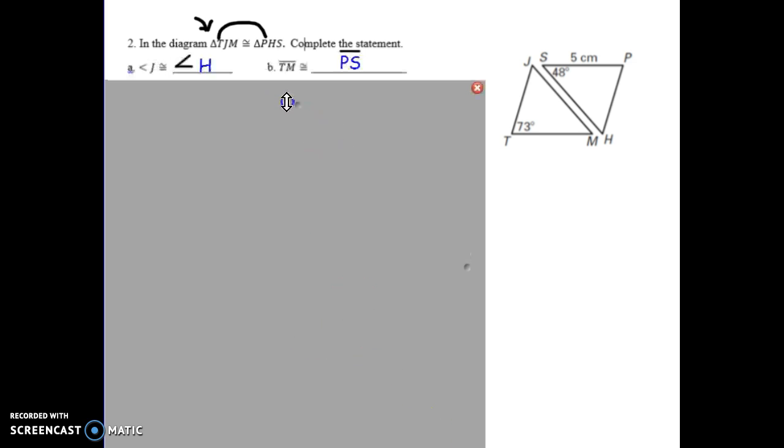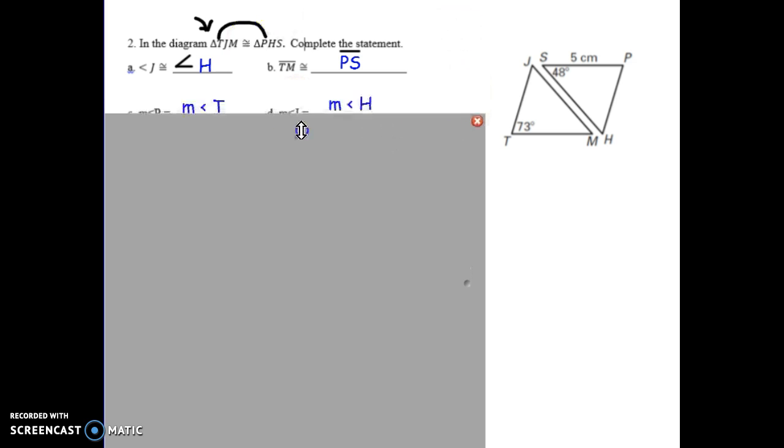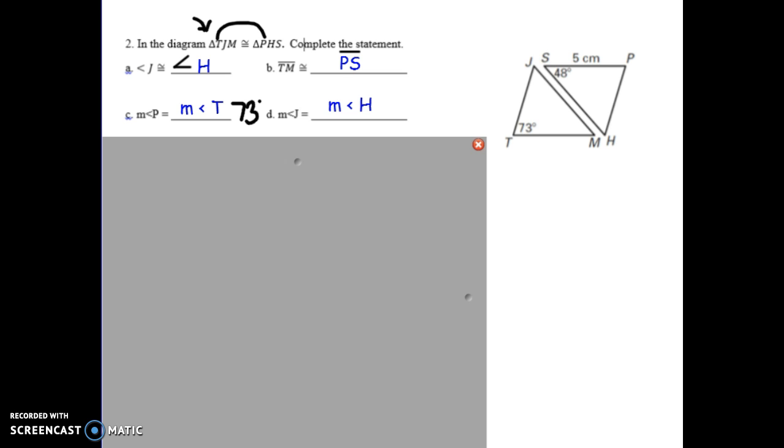So here we go. It says that J is congruent to H because J and H are in the same place. Make sure that if it talks about the angle here, that you're also talking about the angle in your statement. Segment TM, which is first and last, is congruent to segment PS, which is also first and last, which leads us to the measure of angle P, which we don't know what that is. You don't have to find that out. It is the measure of angle T. If we wanted to find that out, which we absolutely could, all you would have to do is find that T matches up with P. Look on the other triangle. Since we know that T is 73, we know that P is also 73.